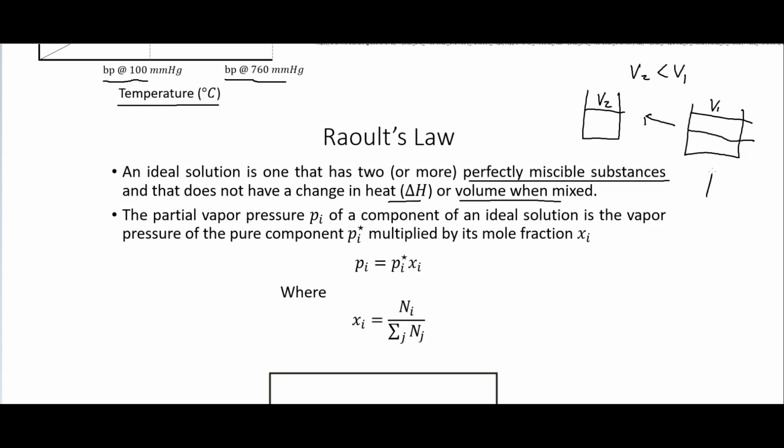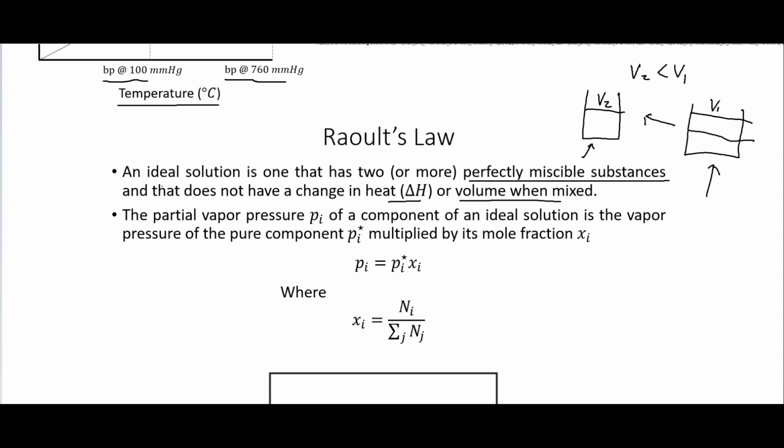And so we know this is not an ideal solution because when we mixed it together, we had a change in volume. But if we then have this one that's perfectly mixed together and we do another stirring or shaking or something, you're not going to see any change in the volume. And so we know that this is an ideal solution.